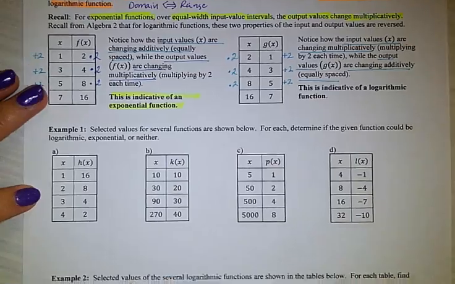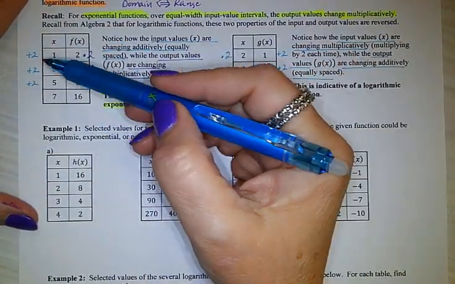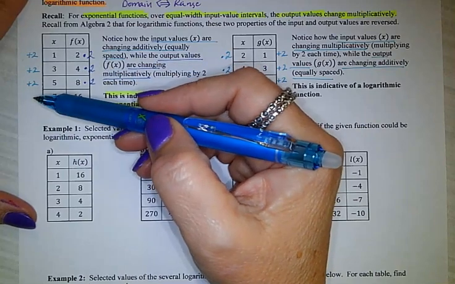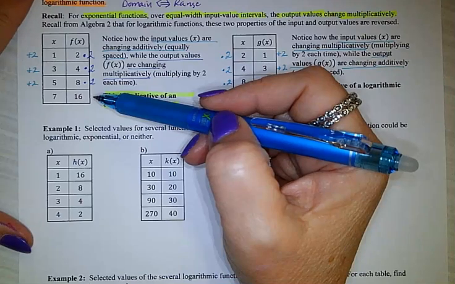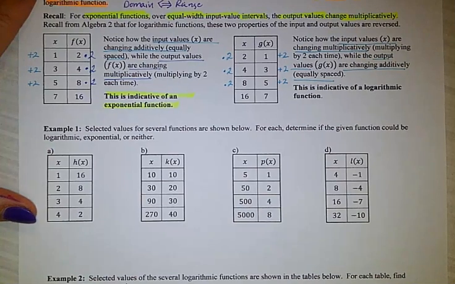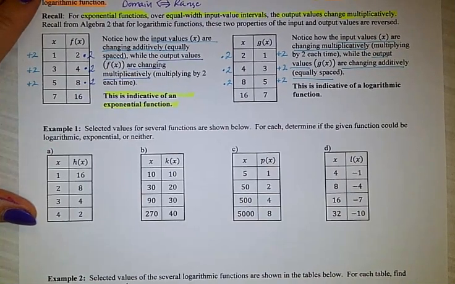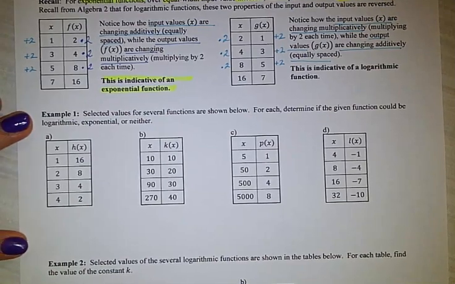In example 1, I'm going to ask you to do what we did here. Check and see if this is increasing additively or multiplicatively. And if this is increasing additively or multiplicatively, then you should be able to state which type of function it is, exponential or logarithmic. Let's do 1A together, and then I'll have you pause your video so you can look at B, C, and D and see how you do.